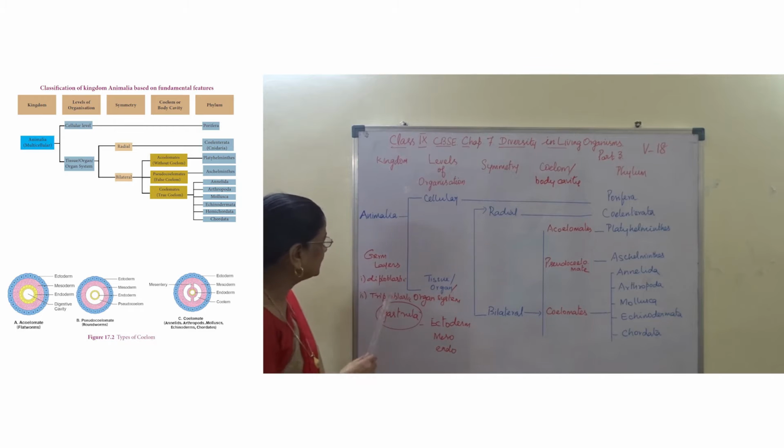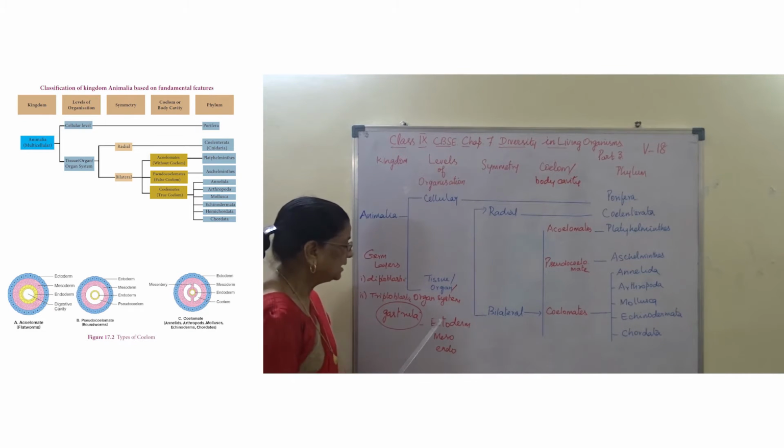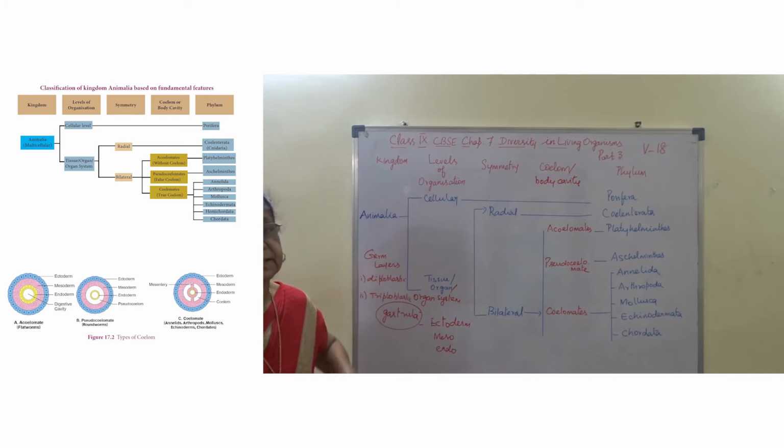Further, diploblastic, di meaning 2. So animals with 2 germ layers. What are the 2 germ layers? Ectoderm and endoderm. In diploblastic animals there are only 2 germ layers: one is ectoderm, another one is endoderm. Mesoderm is absent. So in diploblastic animals, the germ layers are outer ectoderm and inner endoderm, and the mesoderm is absent.